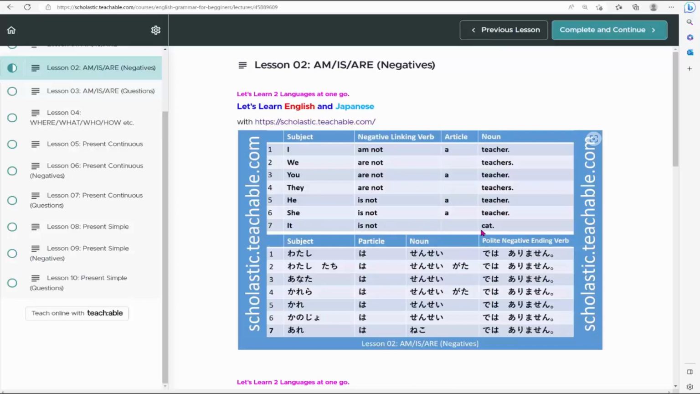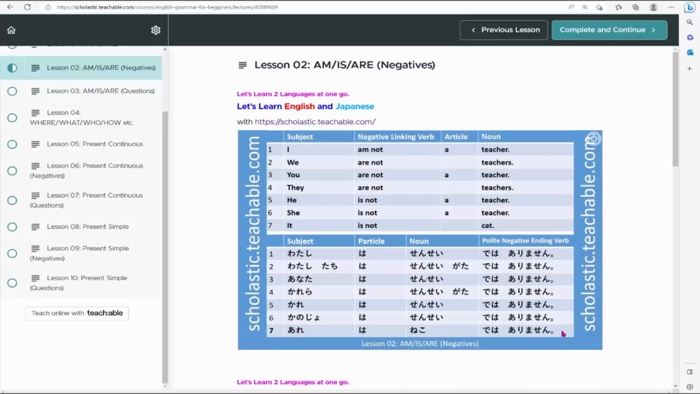And then, it is not a cat. So "it" can be anything: an animal, table, chair, some kind of object. In this case, an animal is used. Here, there is no direct translation of "it," but we can say are.